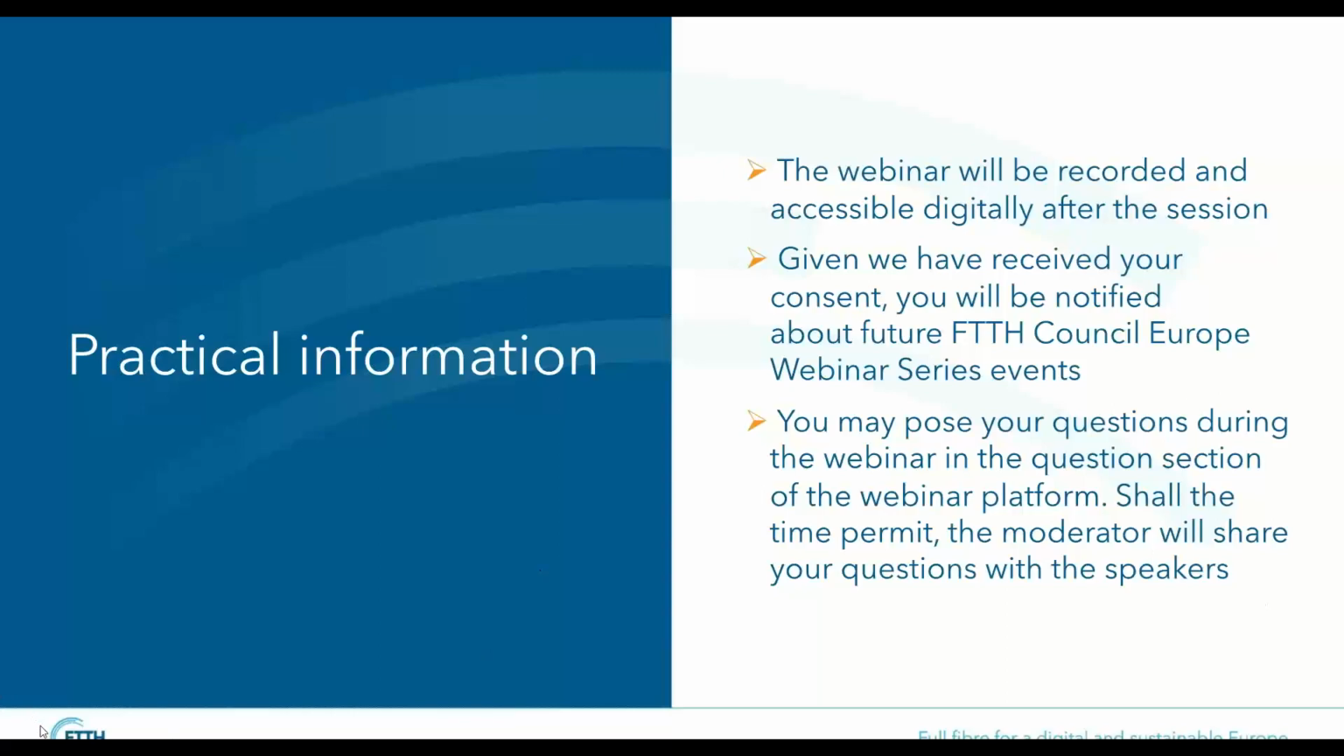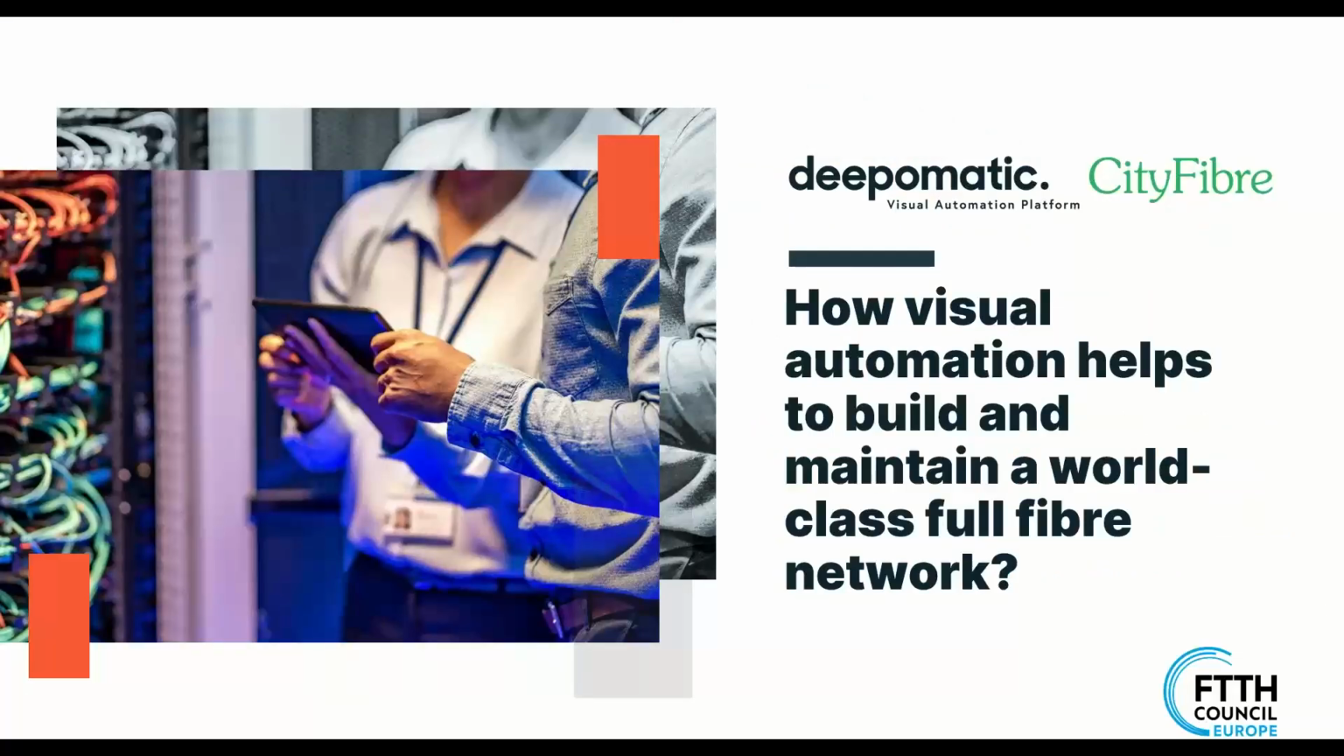Now, let me introduce you to the subject of this session. As you know, full fiber networks are today accessible to 50% of the population in Europe, and the rollout of fiber networks is accelerating. It has been the case in France, where Deepomatic is headquartered, and more recently in the UK, where CityFibre operates. We are no longer lacking funding, nor entrepreneurs or political ambitions. However, one of the most important challenges today is the quality of the network we built and the way we can maintain them efficiently to ensure that subscribers benefit from the full value of fiber technology.